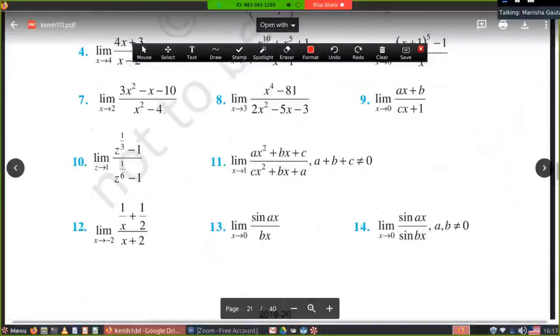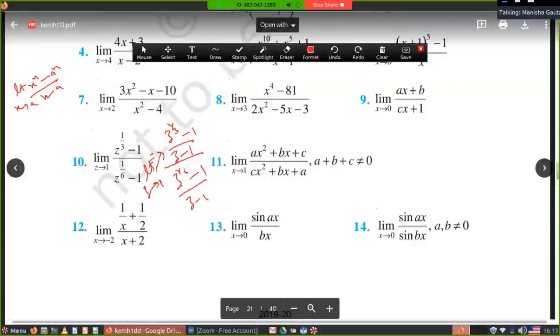Question number 10 is: you have to convert this question into the form limit x tends to a, x to the power n minus a to the power n upon x minus a. For this, you have to do what? In the numerator, z to the power 1 by 3 minus 1, and in the denominator, z to the power 1 by 6 minus 1, dividing numerator and denominator by z minus 1. Now apply the limit, z tends to 1.